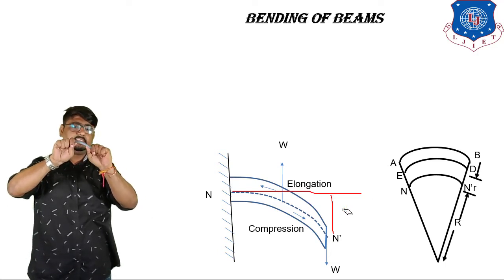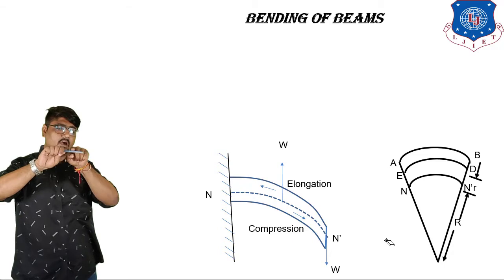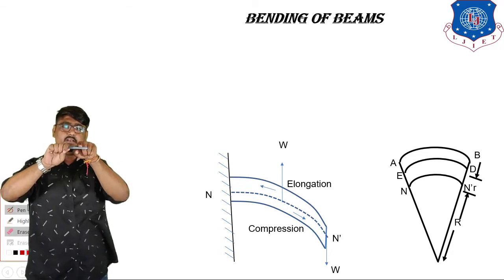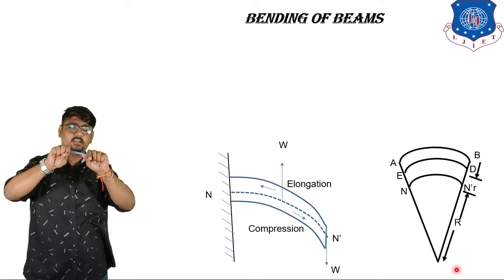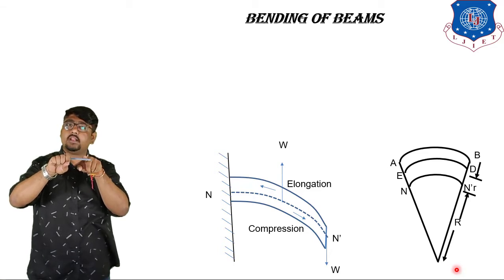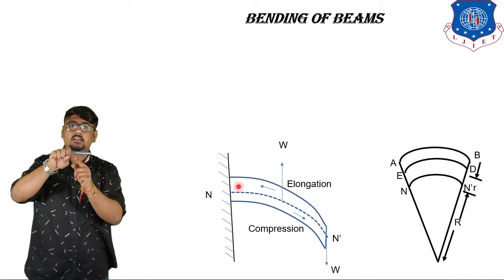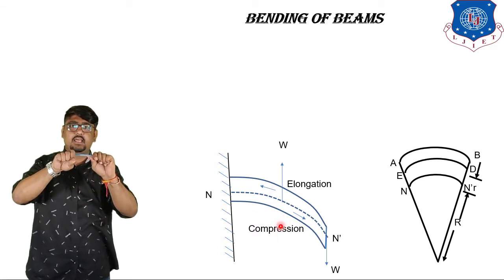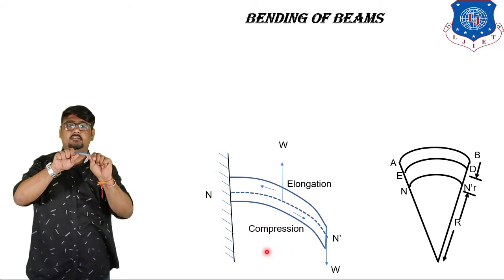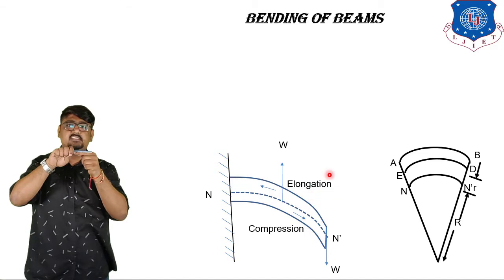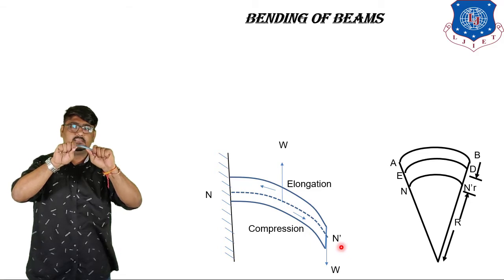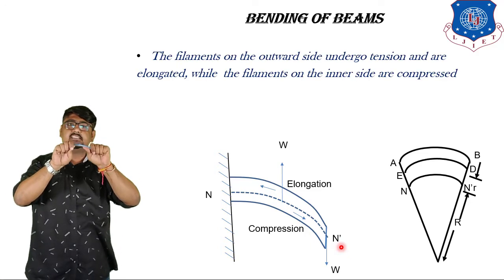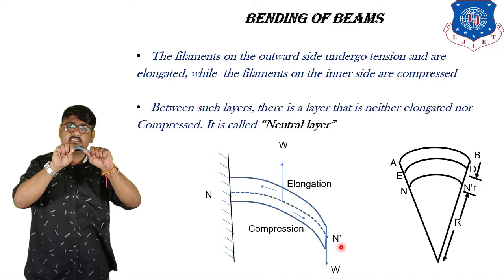Because of that, if you observe the outer surface, the filament on the outer side undergoes tension. If you stretch it, it is in tension, or it is elongated. Whereas on the contrary, the inner surface or the inner filament is in compression, or it is compressed. So the outer surface is in tension and the inner surface is in compression. Whenever this is subjected to a point load like this, the outer surface, the radius is increased and the inner surface, the length is decreased.